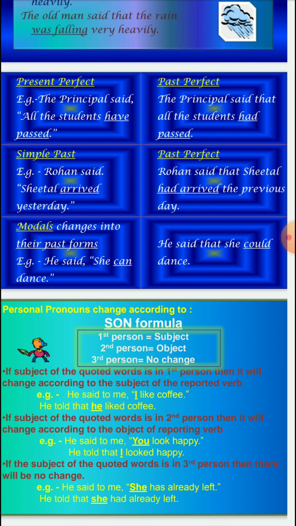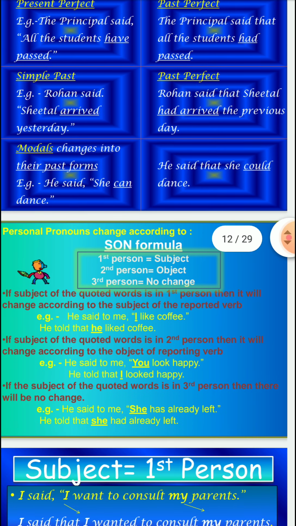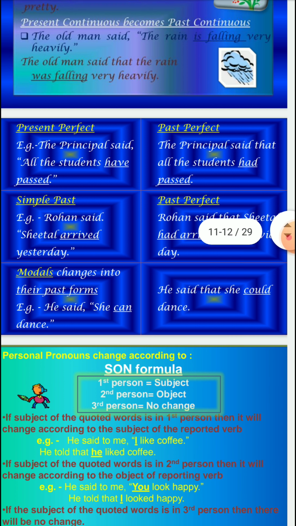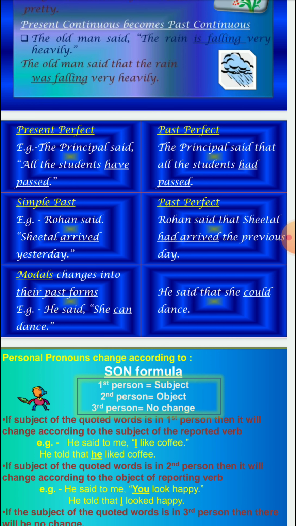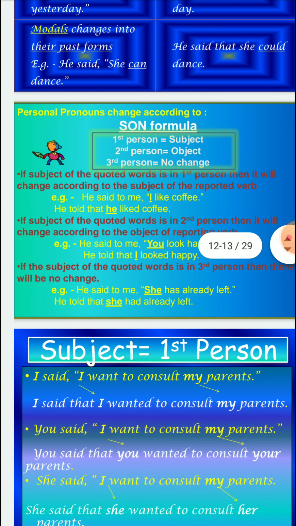Now modals change into their past forms. For example, he said she can dance. He said that she could dance. So can will change to could. Will changes to would. Shall changes to should and also to would sometimes. Then may changes to might and so on. So these changes you have to keep in mind.